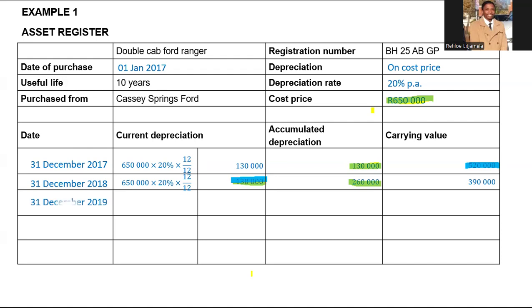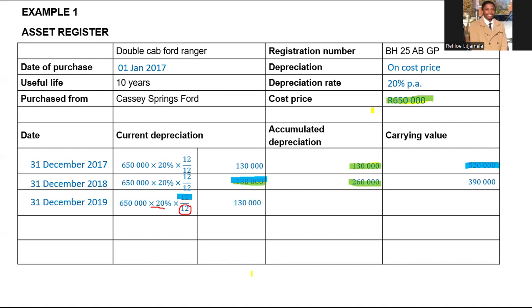For the year ended 31st of December 2019, how do we calculate depreciation? Still, take the cost price times the depreciation rate of 20%, times it by 12 over 12. Remember, this 12 in the numerator represents for how many months was that asset used in that year. So it was used for 12 months. The 12 in the denominator represents the fact that your rate, which is 20%, is per annum. Per annum means it is for 12 months. Now you will take 650 times it by 20%. It will give you 130,000.